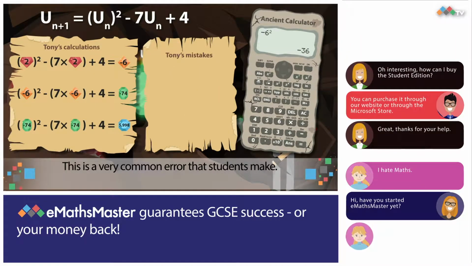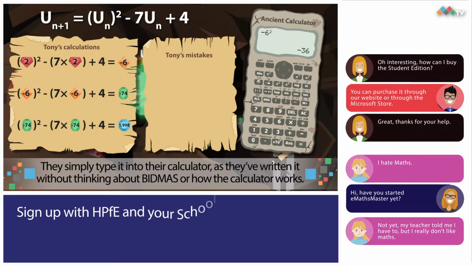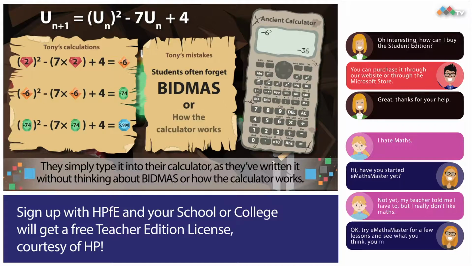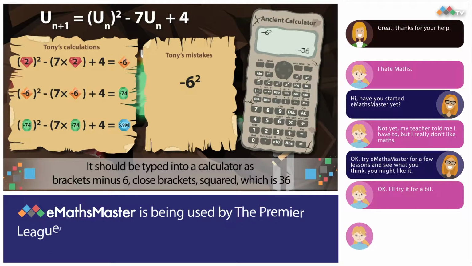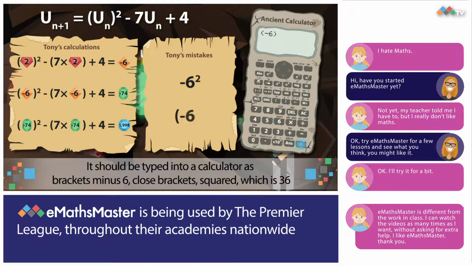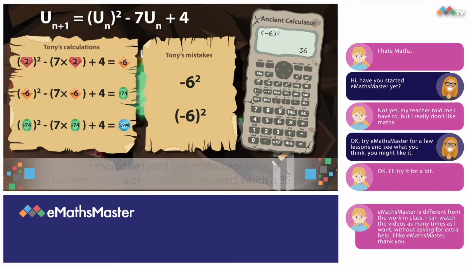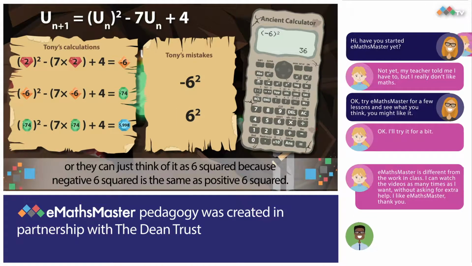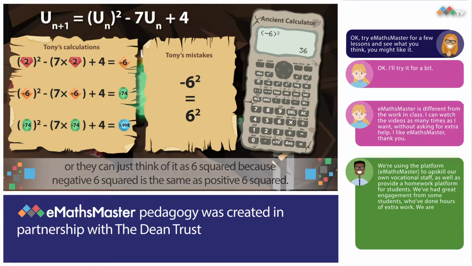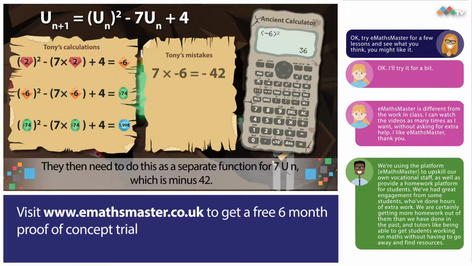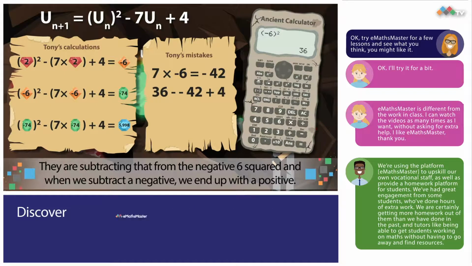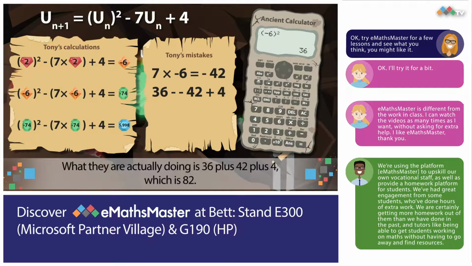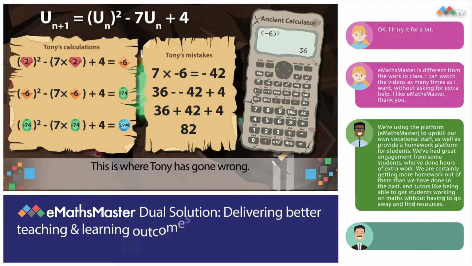This is a very common error that students make. They simply type it into their calculator as they've written it, without thinking about BIDMAS or how the calculator works. First of all, we need to consider the minus 6 squared on a calculator. It should be typed in as brackets minus 6 close brackets squared, which is 36. Or they can just think of it as 6 squared, because negative 6 squared is the same as positive 6 squared. They then need to do this as a separate function for 7u, which is minus 42. They are subtracting that from the negative 6 squared, and when we subtract a negative, we end up with a positive. What they are actually doing is 36 plus 42 plus 4, which is 82. This is where Tony has gone wrong.